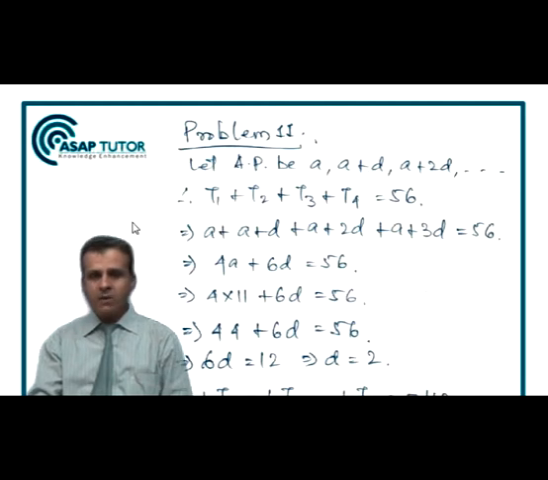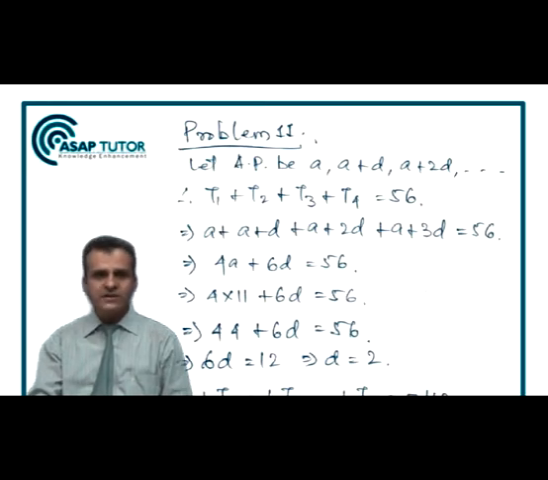Now according to the problem, the sum of the first 4 terms is 56. So T1 plus T2 plus T3 plus T4 is equal to 56. T1 is the first term, so it is A; T2 is A plus D, then A plus 2D, A plus 3D is 56. Simplifying this equation, we get 4A plus 6D is equal to 56.